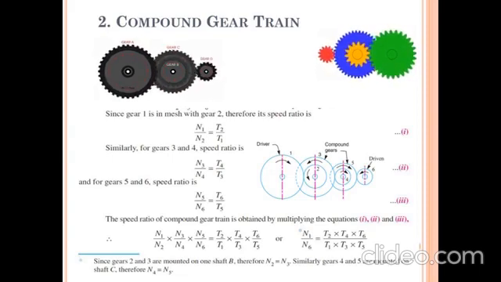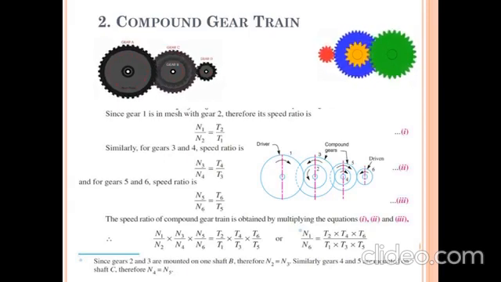And velocity ratio between 5 and 6 in this diagram will be N5 upon N6 is equal to T6 upon T5. This I have considered a different gear train than that animation. 6 gears are connected to each other, and these 2 and 3 are compound gear, 4 and 5 are also compound gear, transmitting power from first gear to sixth gear. That is, first gear is driver gear, sixth gear is driven gear, and intermediate gears are compound gears. 2 and 3 are mounted on the same shaft, 4 and 5 gears are mounted on the same shaft. This gear train will also be a compound gear train.